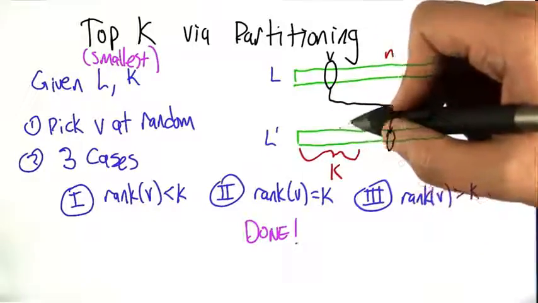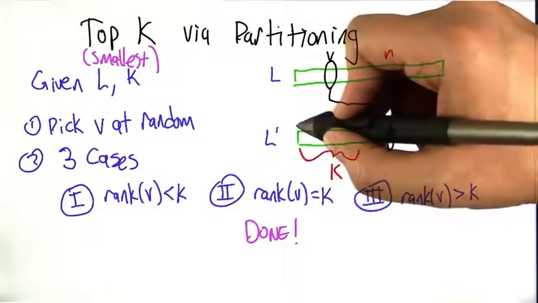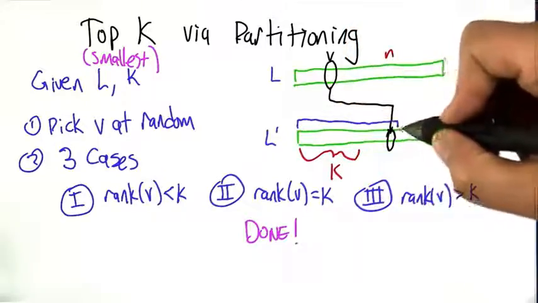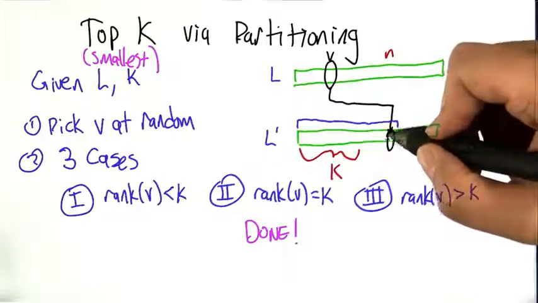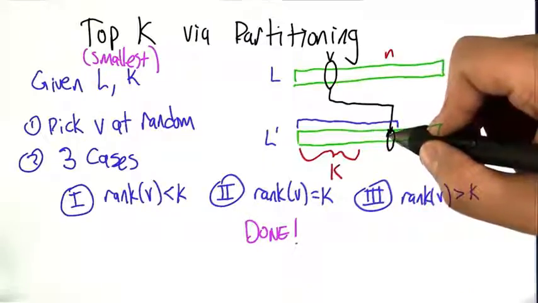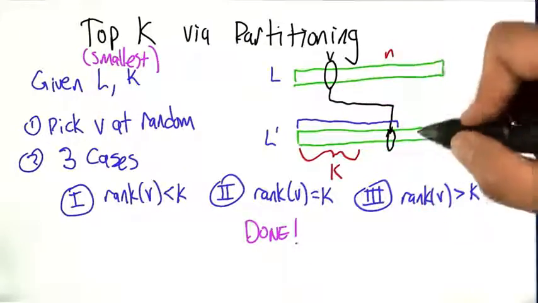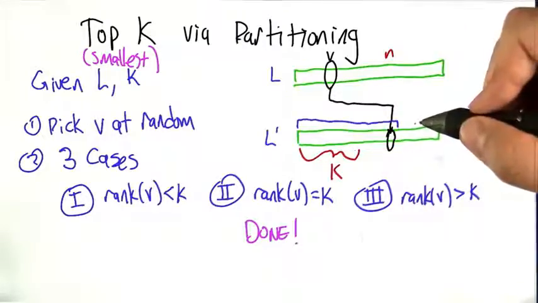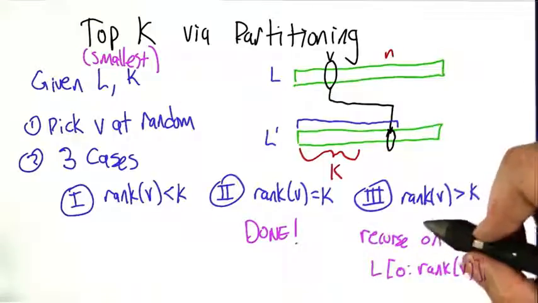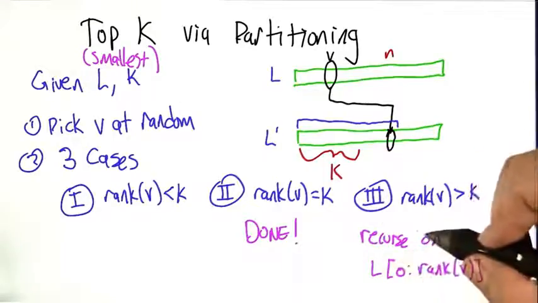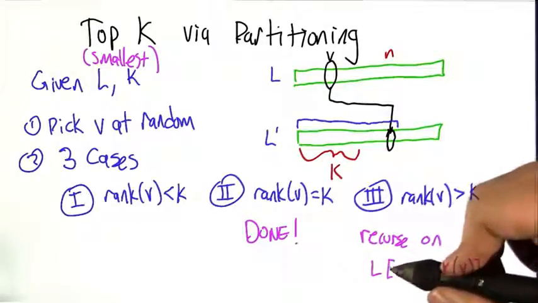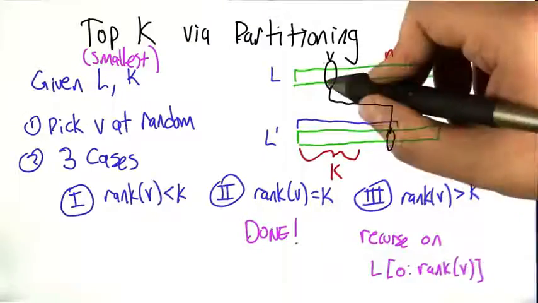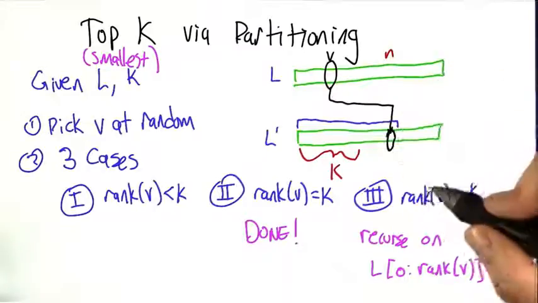So consider at this point the list, the L prime from here to here. This is a list of elements. The top k of this list is going to be exactly the top k of the original list, because the values that we're throwing out here can't possibly be in the top k. So what we can do at this point is look again for the top k, but now just do it on the sublist of L from 0 to the rank of v. So by picking v, we've actually just made this problem smaller.